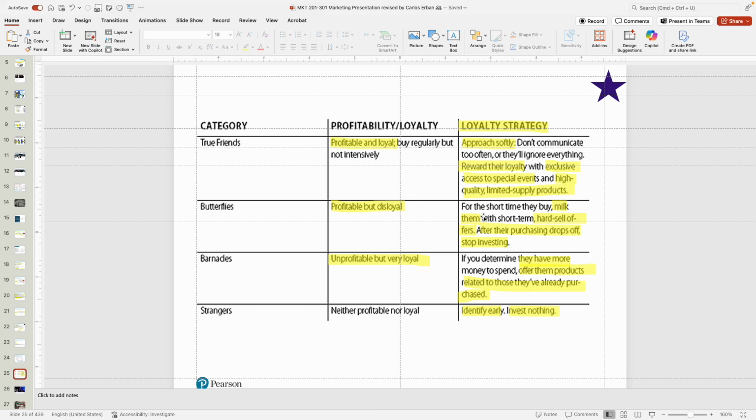And then you have strangers. These are not profitable or loyal, so in those you don't spend anything. They are not loyal and they are not profitable. So why are you going to spend money on them if they're not even profitable?